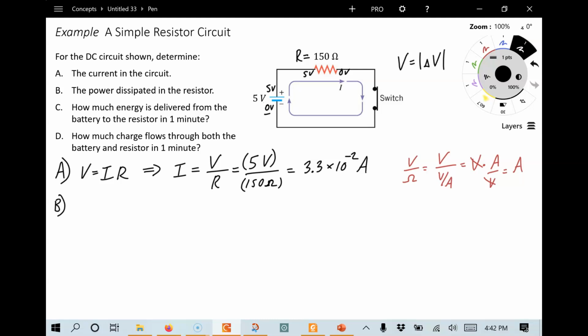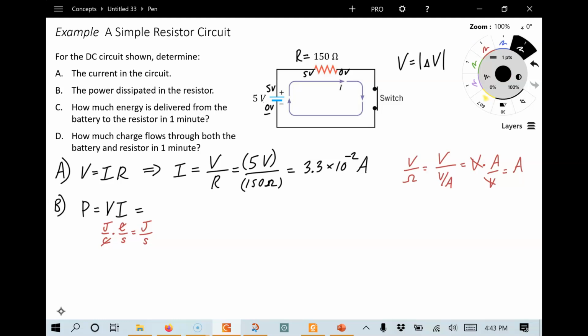The power dissipated in the resistor, we need to calculate that. The power dissipated by a resistor, or power in a circuit in general, is just given by I V, the voltage times the current. And this makes sense because the voltage, another way to think about it, is joules per coulomb. And the current, an amp, is a coulomb per second. And so this is going to give us the rate of power in the circuit, joules per second.